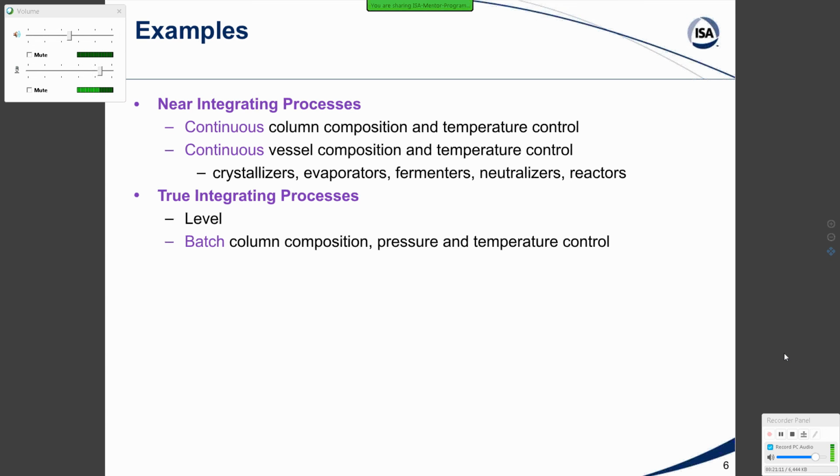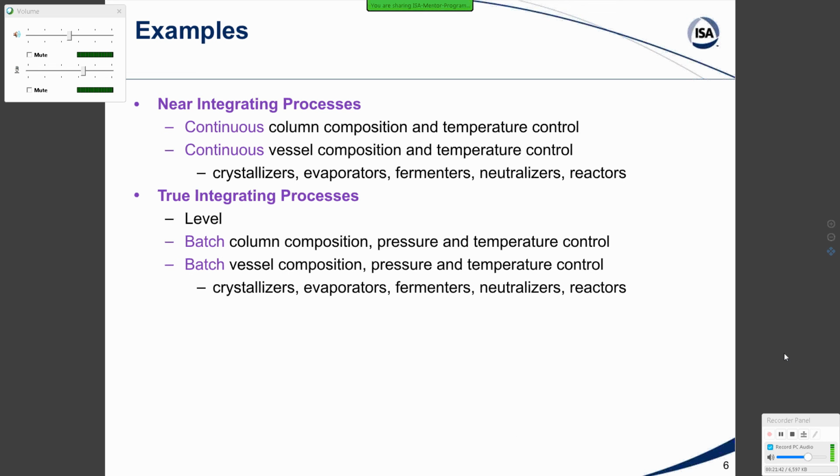And while it may not truly be integrating if you look at this with the equations, it turns out for practical matters, it is, and you would never want to get to the point where you've pushed the limits associated with it finally seeing sort of a steady state. It would be way beyond the pressure and temperature limits that you have. And similarly, we have a batch vessel composition, pressure, and temperature control for crystallizers, evaporators, fermenters, neutralizers, and reactors again.